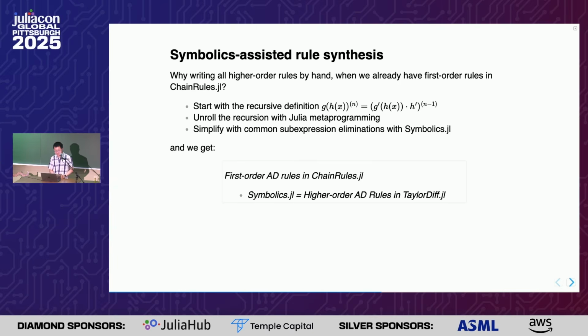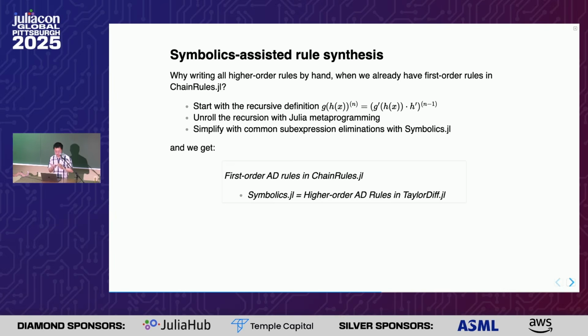So the trick is like this. We start with the recursive definition, which is the nth derivative of g of h of x is like g prime of h of x times h prime, the n minus 1th order derivative. And then you can expand this with the multiplication rule of high order derivatives. And in the end, this recursive definition will lower the expression by 1 order. And so you can always recursively evaluate that, although this is not very efficient.